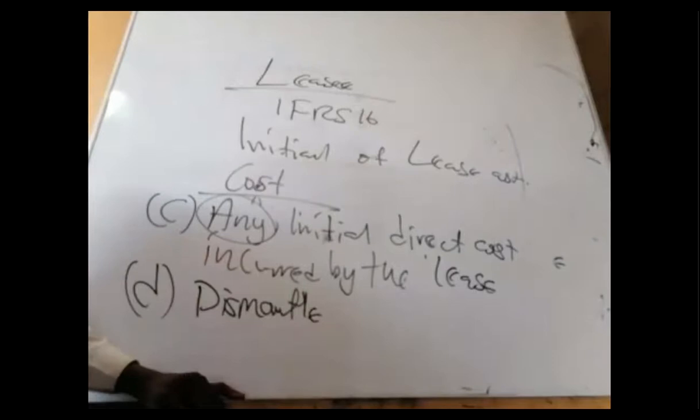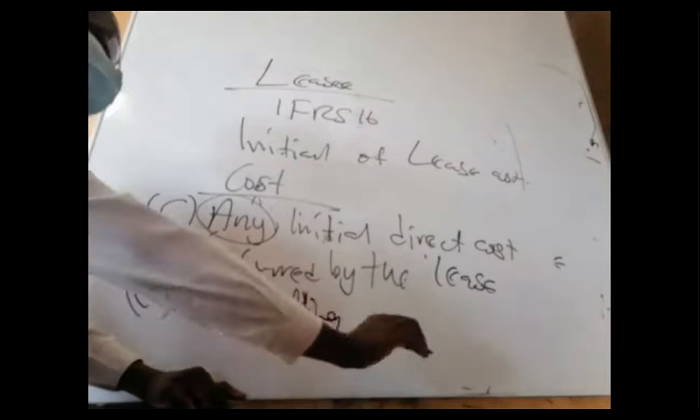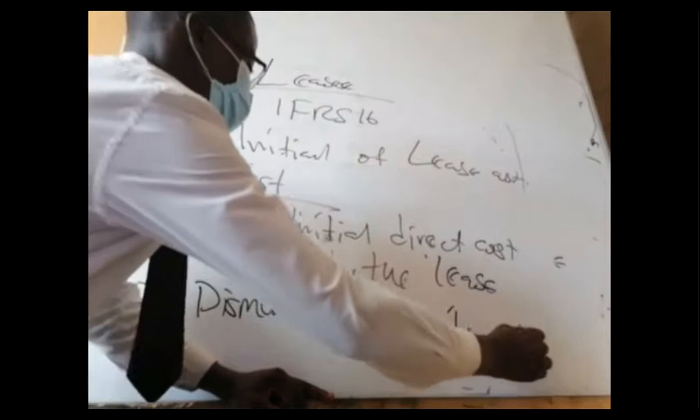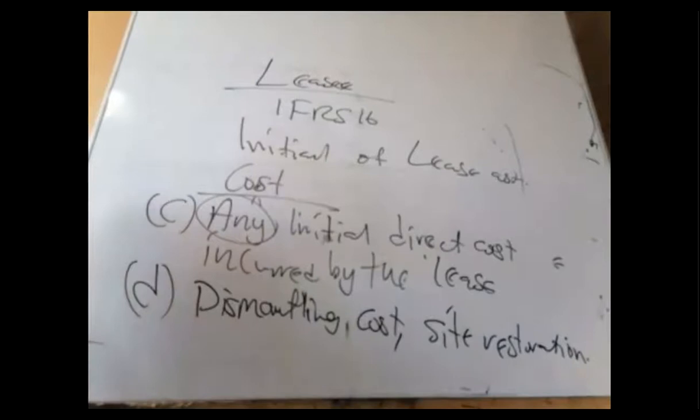And then you can also have what you call dismantle cost, and then the site restoration. Site restoration, or cost of removing the underlying assets.